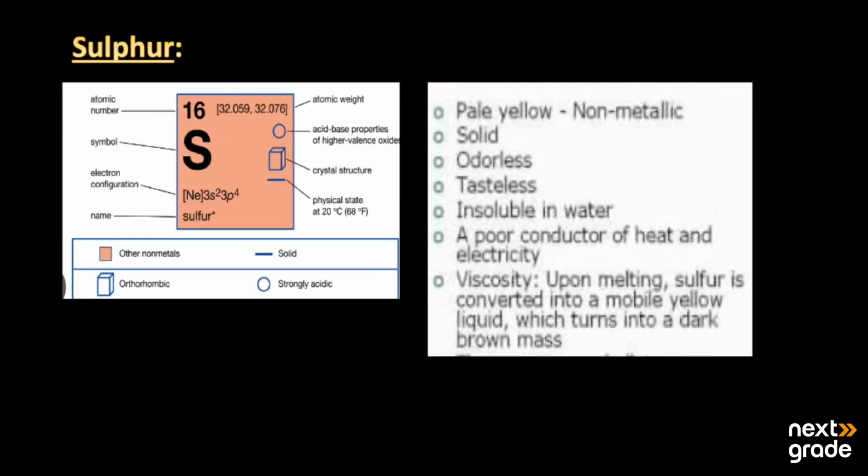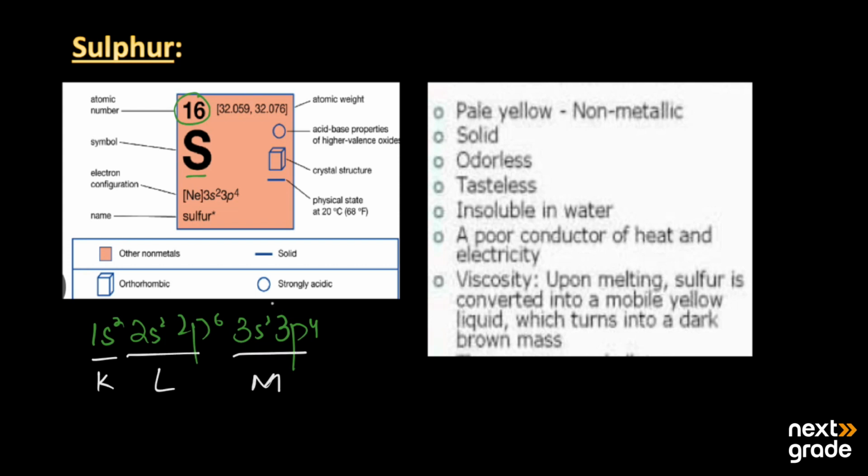Next we have sulfur. Its symbol is S, its atomic number is 16, and according to 16, its electronic configuration is 1s2, 2s2, 2p6, 3s2 and 3p4, in which the first is the K shell, then L, and the third one is the M shell, which is its valence shell, and it contains 2 plus 4, 6 electrons in its valence shell. Its atomic weight is almost 32.076 gram per mole.